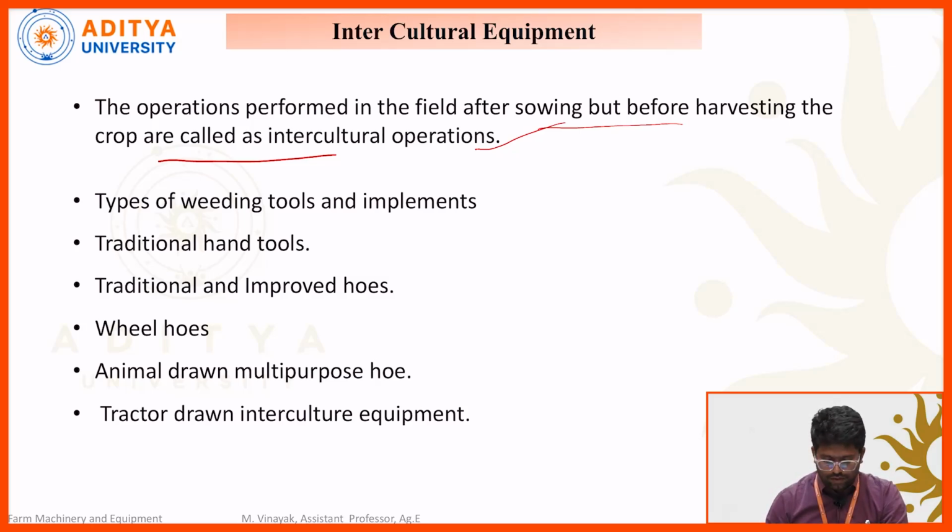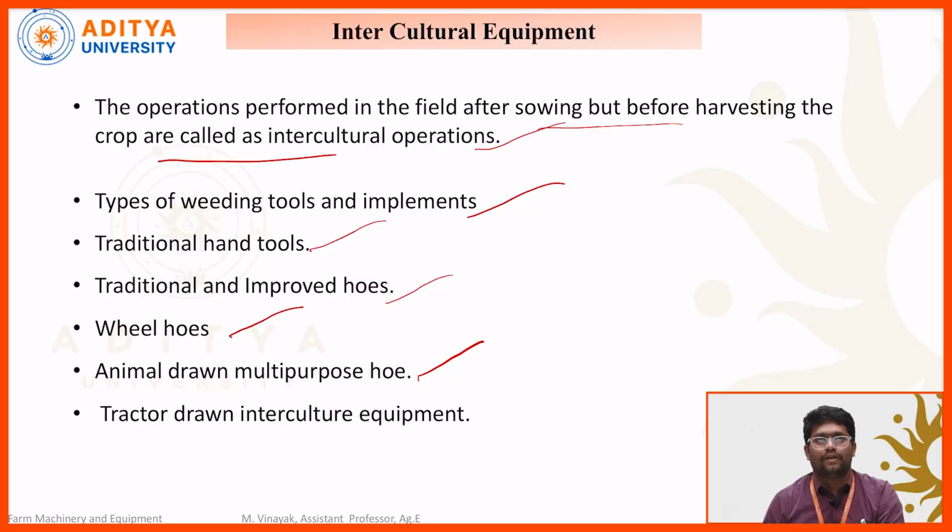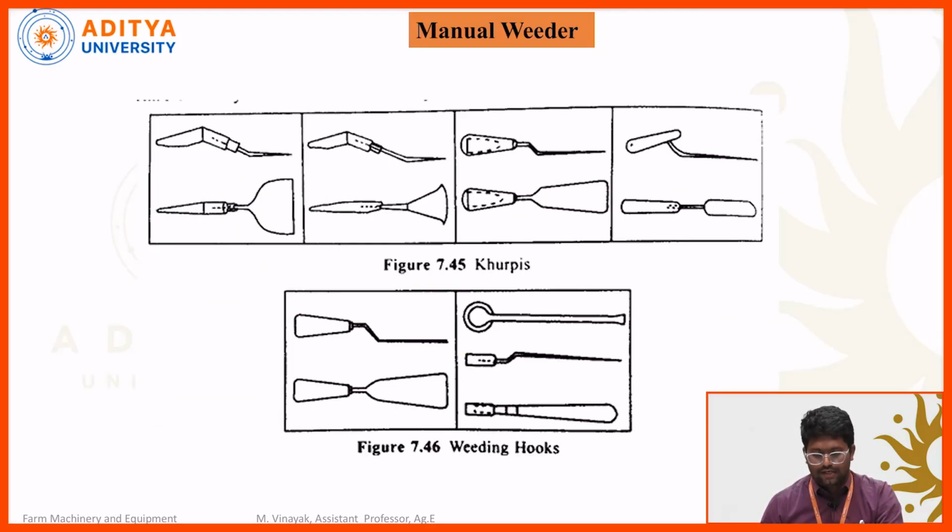In this section we discuss the types of weeding tools: traditional hand tools, traditional and improved hoes, wheel hoes, animal drawn multi-purpose hoe, and tractor drawn intercultural equipment. This is the section. These are the list of implements we need to discuss here. These are the manual drawn weeders.